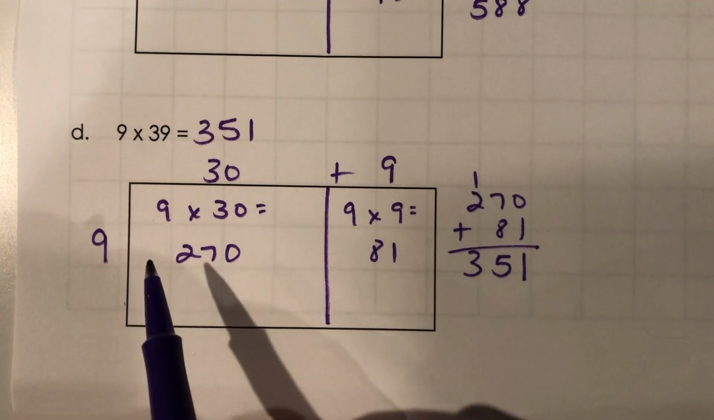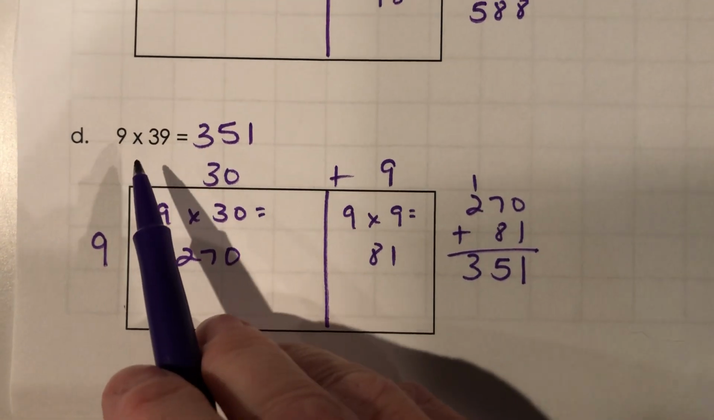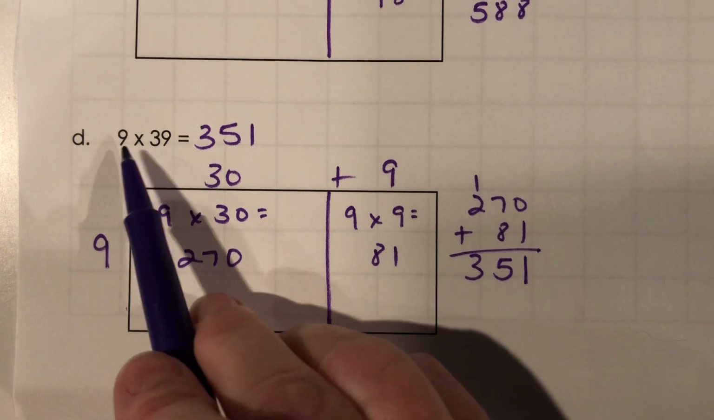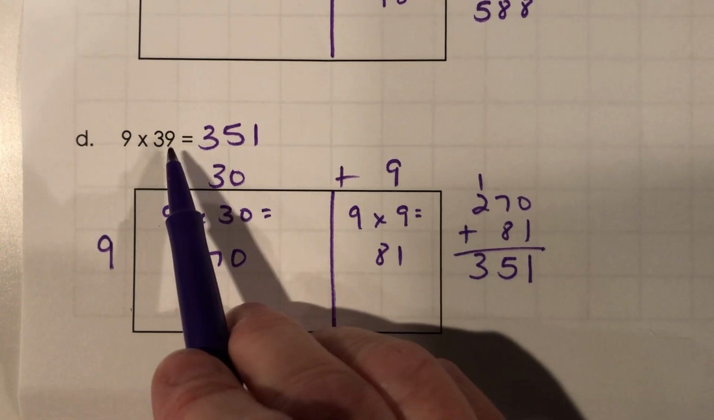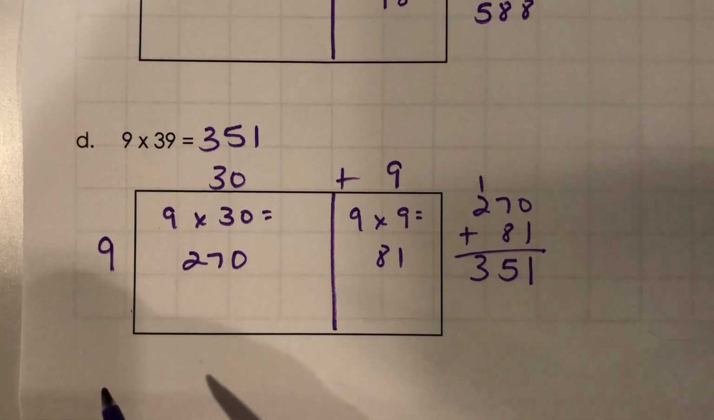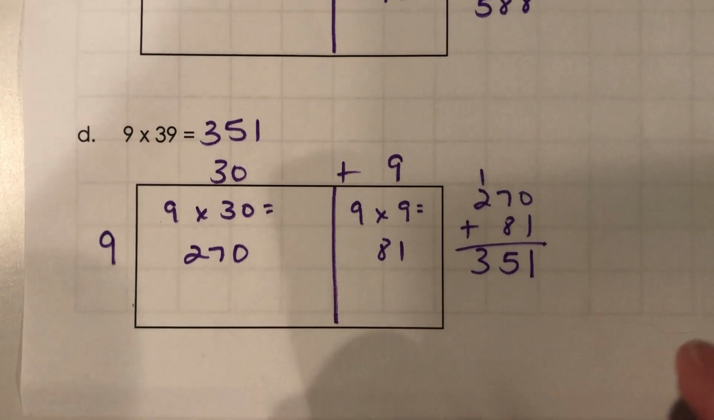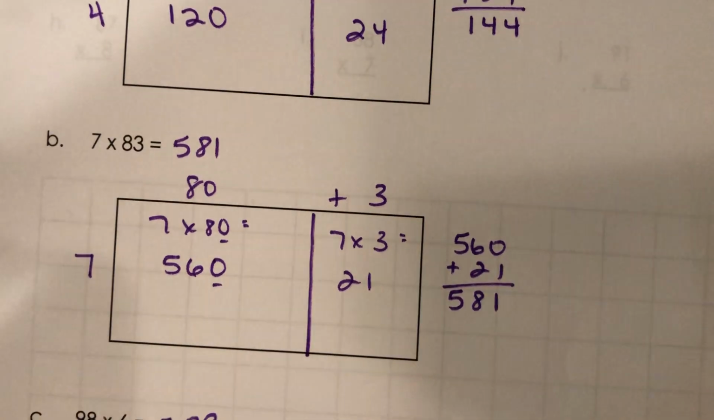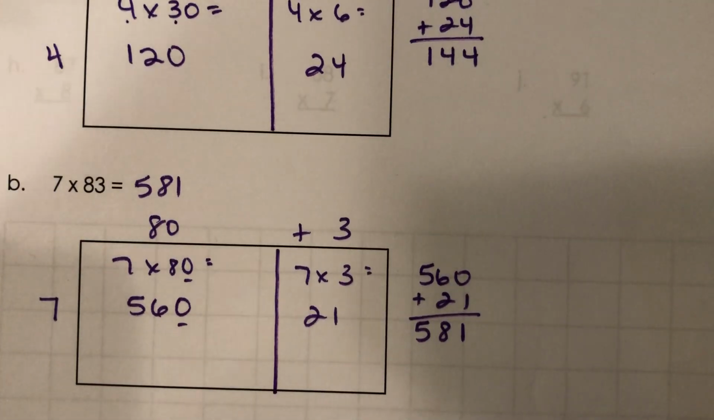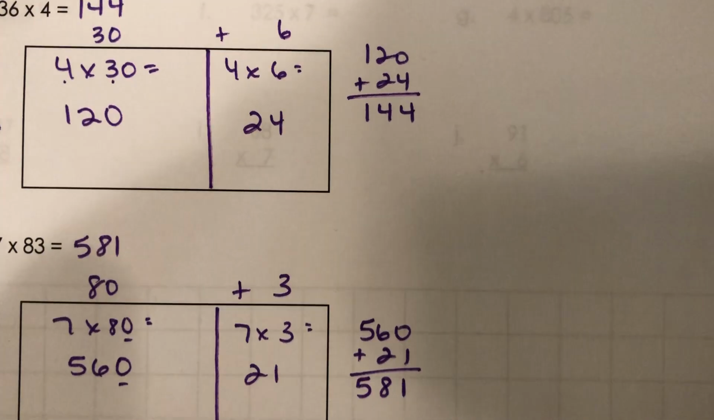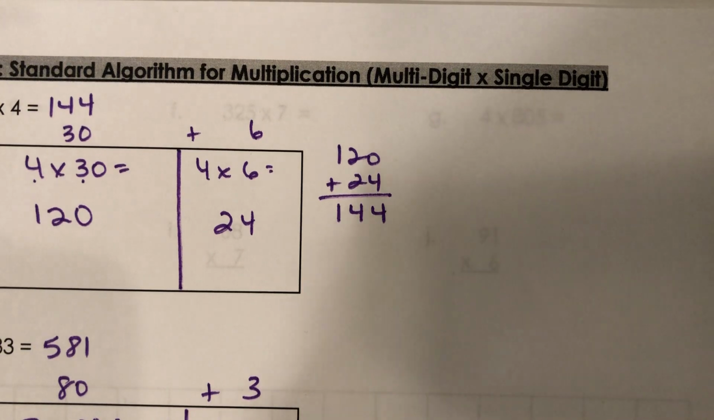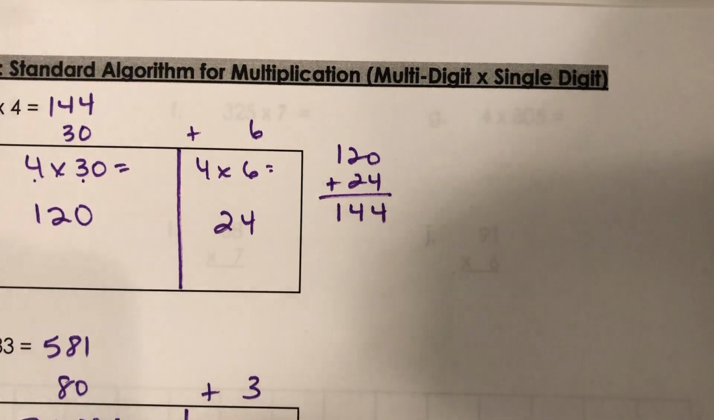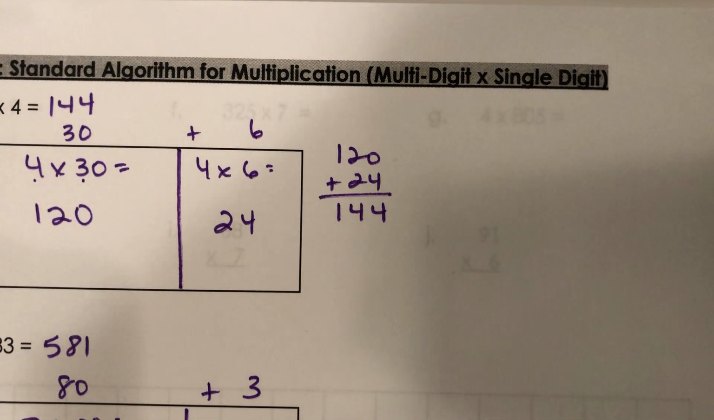A lot of times I feel like we do this in our head. If I was to multiply 9 by 39, I would take the 9 times the 30. Oh, that's 270. Oh, plus the 81. These would be great number talk problems that you could do in your head, but when you're doing it in your head, you're actually using this when you break those numbers up. Okay, so now I'd like to show you the standard algorithm that will get us to this same spot.